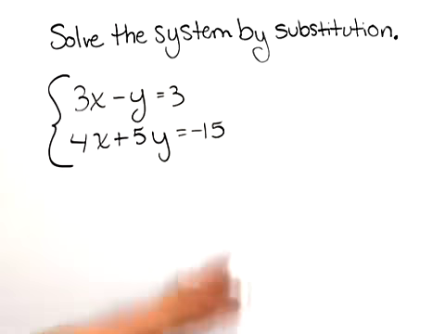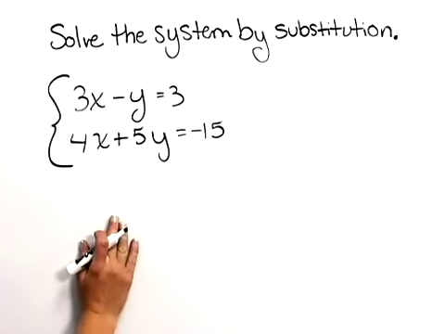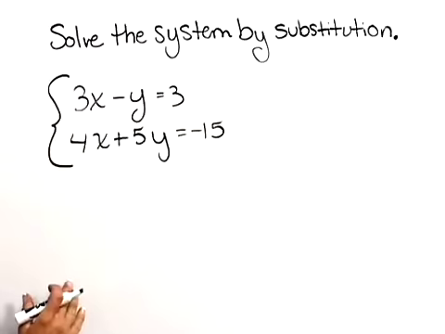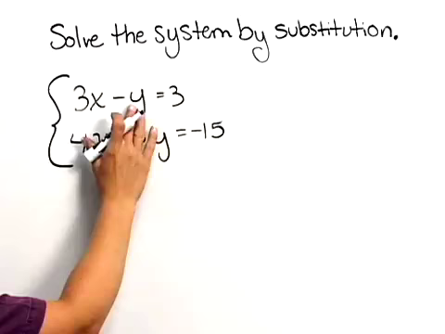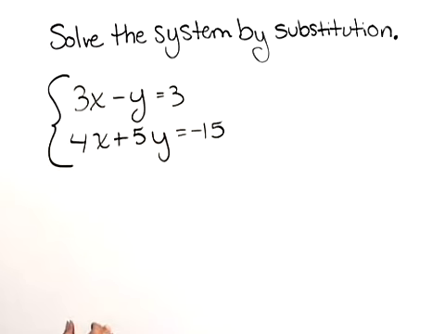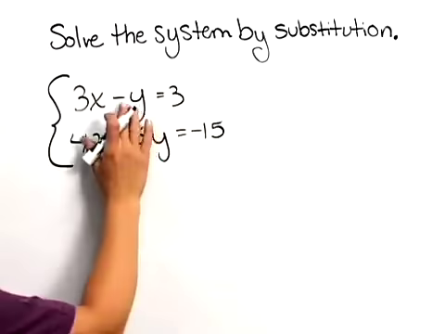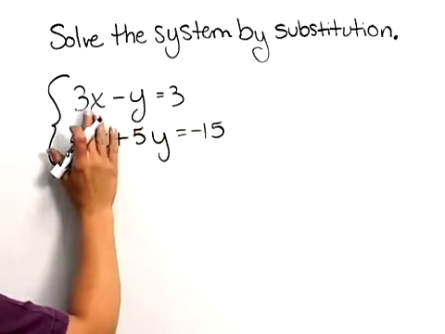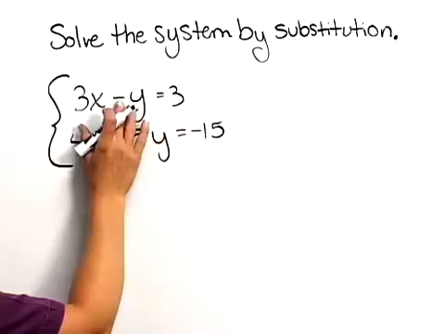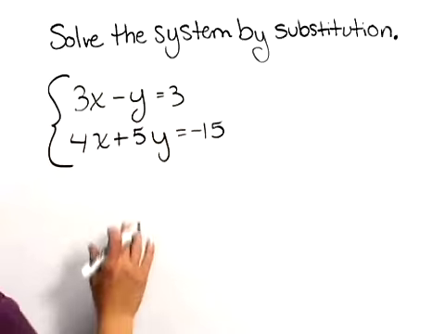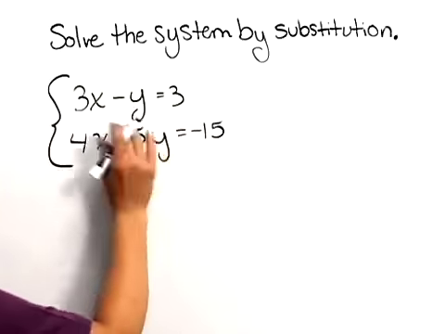This system, we're going to solve by substitution, which means we need to isolate a variable in one of the equations. I notice this first equation, it won't be too hard to isolate the y. We're going to do that by first subtracting 3x from both sides, and then we're going to have to multiply by -1 to make it a positive y instead of a negative y.